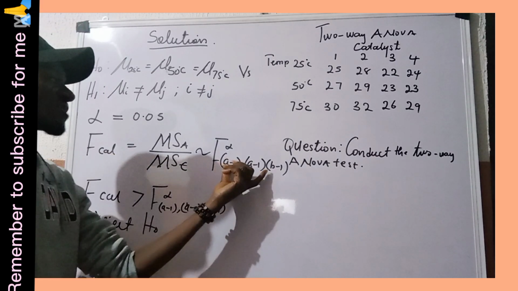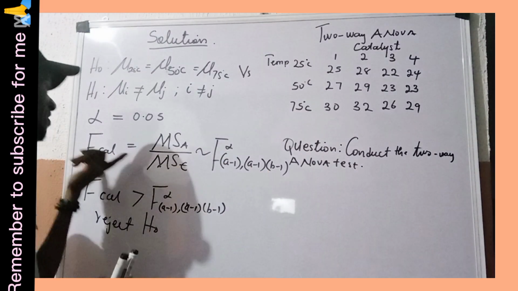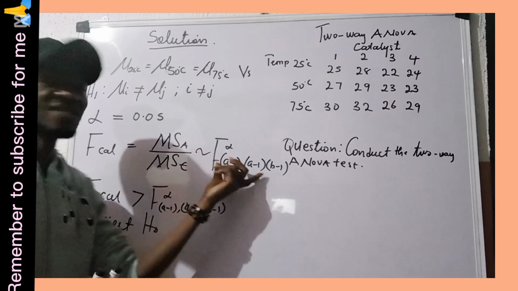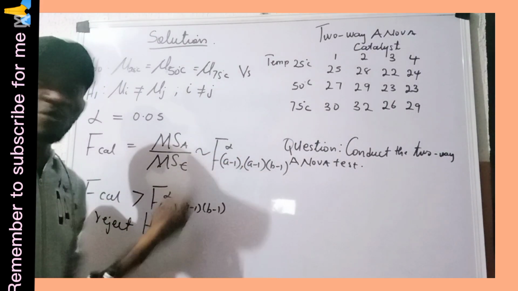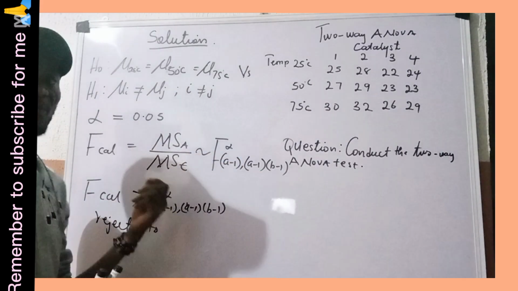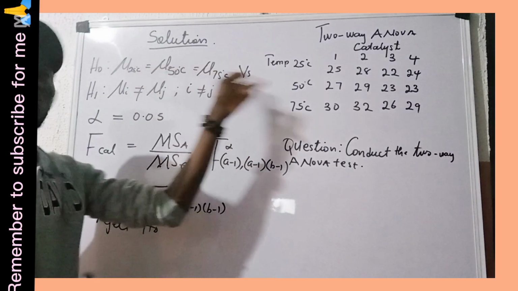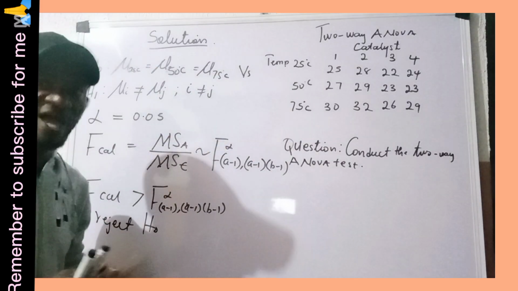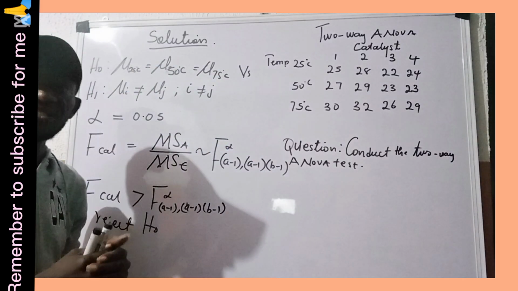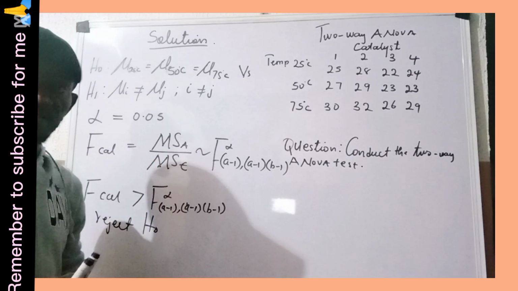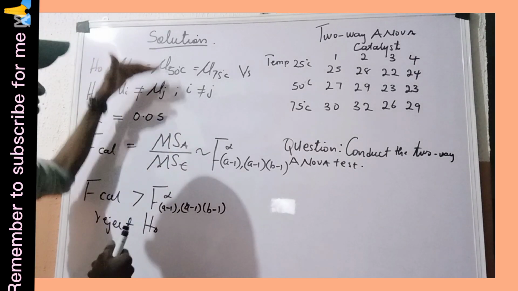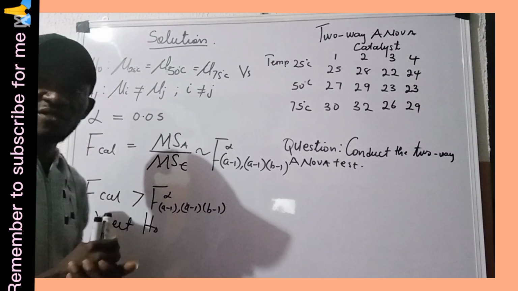We are going to read this value from a table, and if this value which you have calculated happens to be greater than the value we are going to read from the table, we are going to reject the null hypothesis, which says that the means of all the levels are equal. And then we go for the alternative that says that they are not equal. That is how to state all about the temperature.